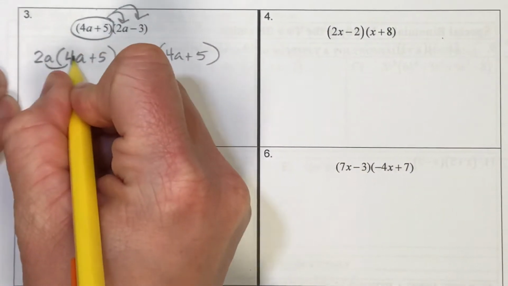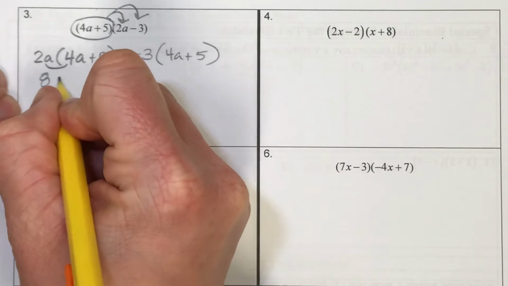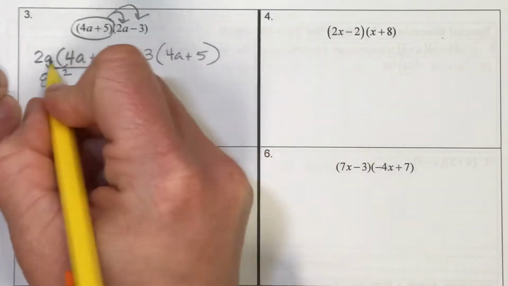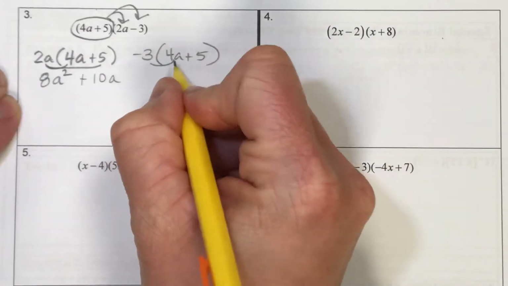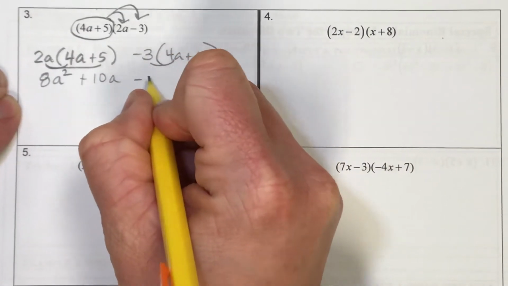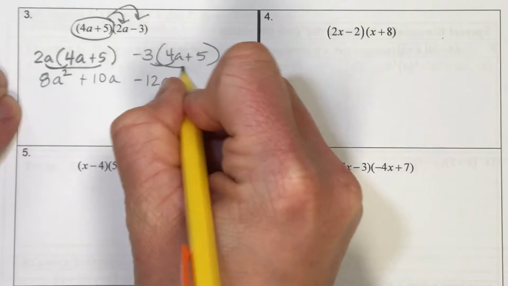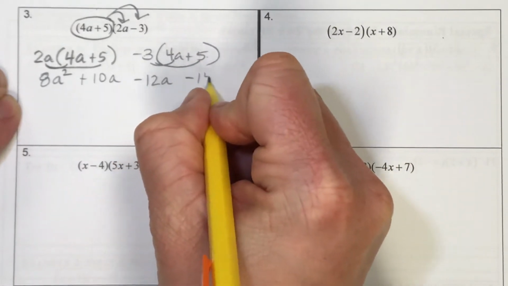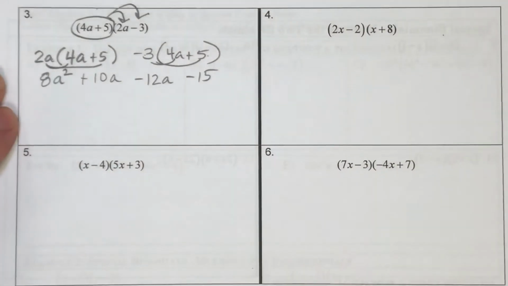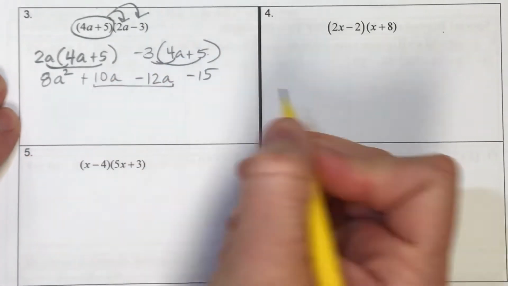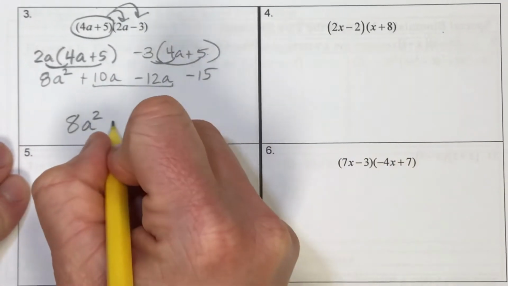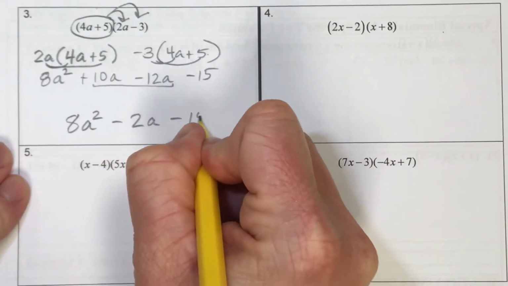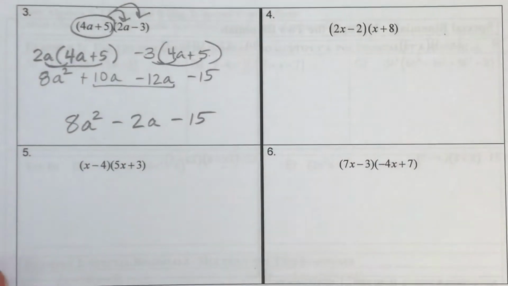We'll have 2 times 4 are 8, and a times a, which is a squared. And then 2 times 5 will get us 10, and there's an a there. And now here, -3 times 4 is -12. That term has an a. And -3 times 5 is -15. No letters here for this one. And now if we combine our two middle terms that are alike, our answer is going to be 8a squared minus 2a and minus 15. So that's our distributive property.